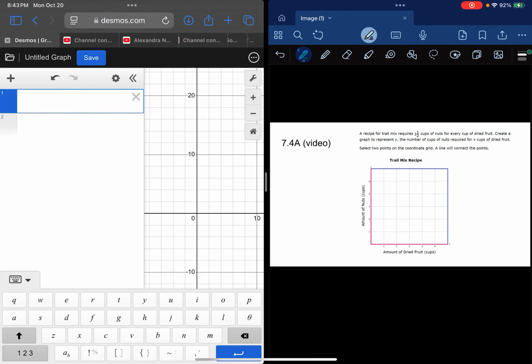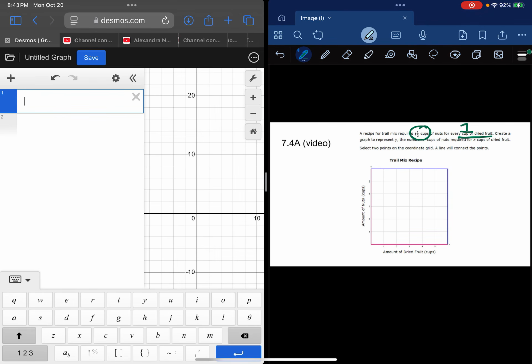A recipe for trail mix requires 1 1/2 cups of nuts for every 1 cup of dried fruit. Create a graph to represent y, the number of cups of nuts required for x cups of dried fruit. Select 2 points on the coordinate grid. A line will connect the points.